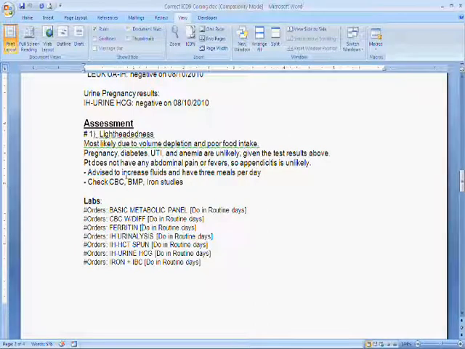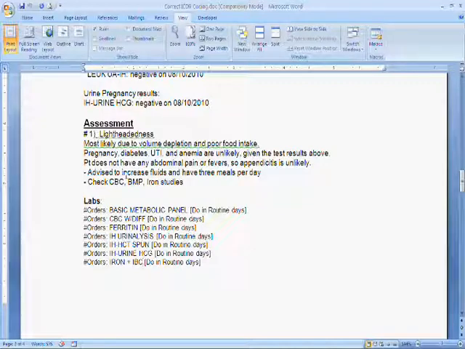I don't care necessarily where you get it, just so long as you can point somewhere to the documentation and say, this is where I got the data points from. That's the most important thing. So I've got BMP, a basic metabolic panel, CBC, ferritin, which is an iron study test. It's also a lab. Urinalysis, which is a lab. Hematocrit, which is a lab. A urine, which is a lab. And an iron plus IBC, which is also a lab. So I've got a whole bunch of labs here, 7 total.